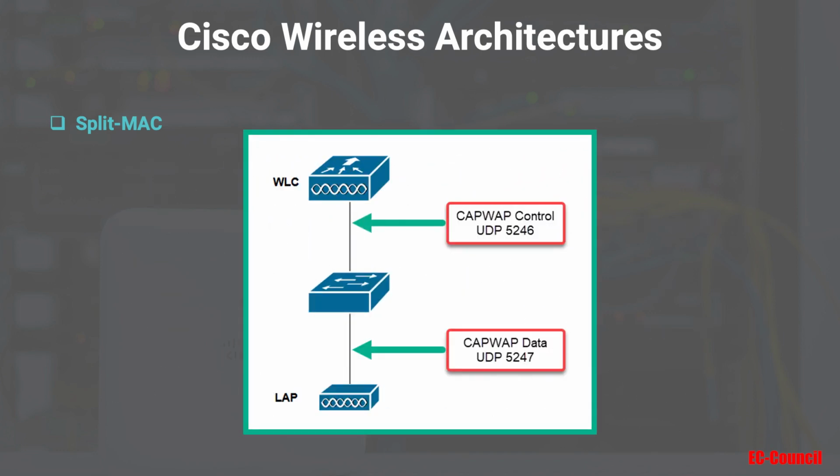In this diagram, we can see that even though we have a physical link between the controller and the switch, and the switch and the lightweight access point, we have a CAPWAP tunnel that is deployed between the WLC and the lightweight access point. The CAPWAP tunnel operates on two ports. CAPWAP control operates on UDP port 5246, while the CAPWAP data tunnel uses UDP 5247.